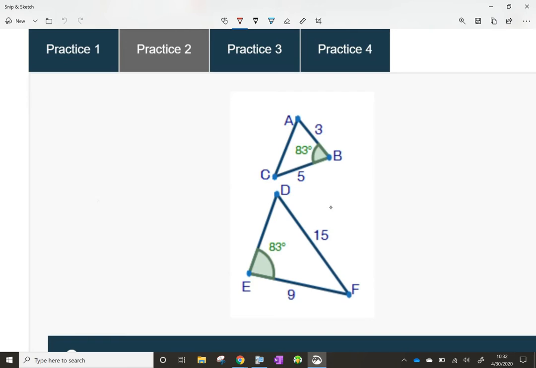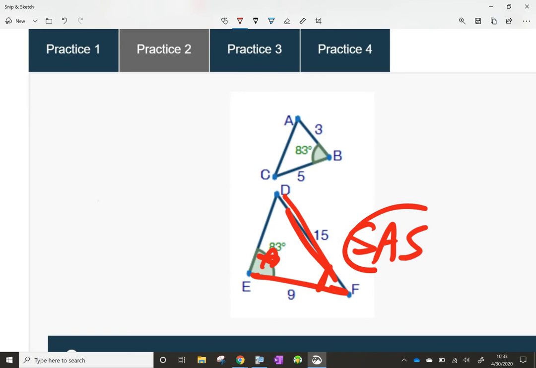When you look at this smaller triangle, you've got this side, and you have the angle between it. So that's good, because then you have side, angle, side. But if you look at the larger triangle, we have this side and this side. The angle we're given is not the angle between them. The angle between them would have been angle F. So the fact that the angle is not between the two sides means that this one is not side, angle, side.